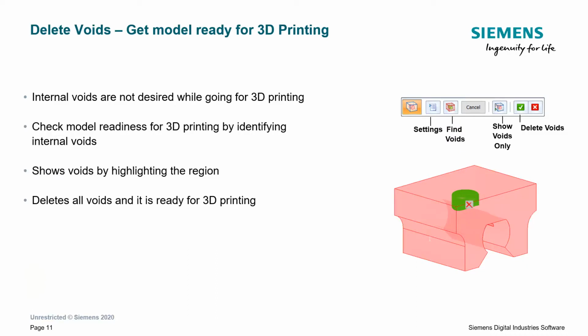Delete voids is another great checker. If you have a model with a void in it, that can be bad for certain types of 3D printing. For example, if you're doing stereolithography printing, you don't want molten liquid inside of your model. The same is true for powder-based 3D printing. You don't want to have leftover powder inside the model.